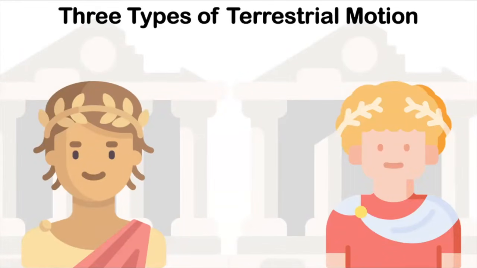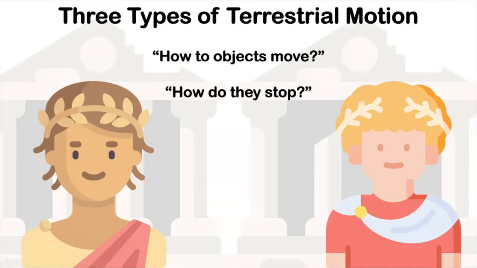The Greek philosophers had questions such as, how do objects move? Or how do objects stop? Now, if you have a background in physics, you will surely know how it works. But how did they think before the invention or the concept of physics? Okay, so they basically sought to answer them through observation and logical thinking.